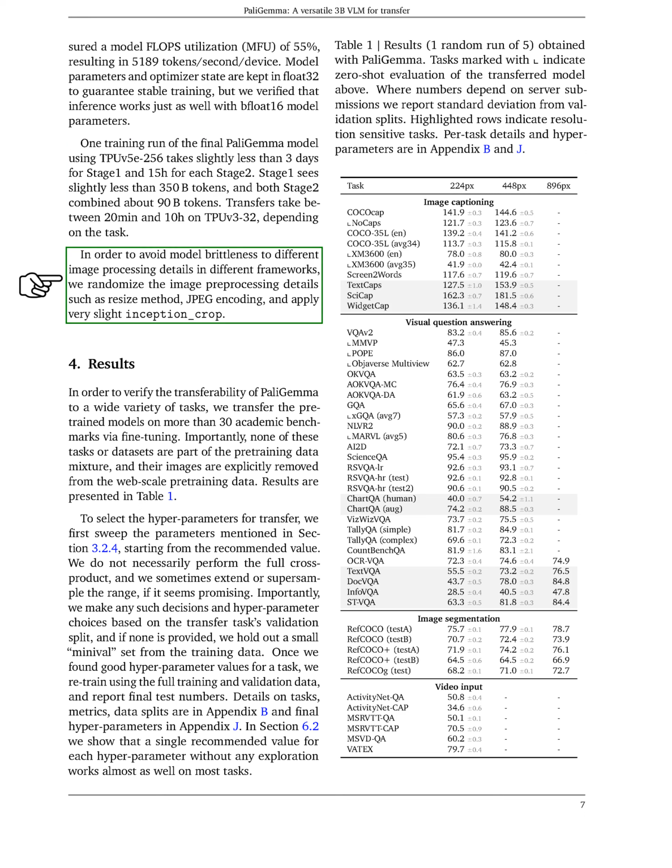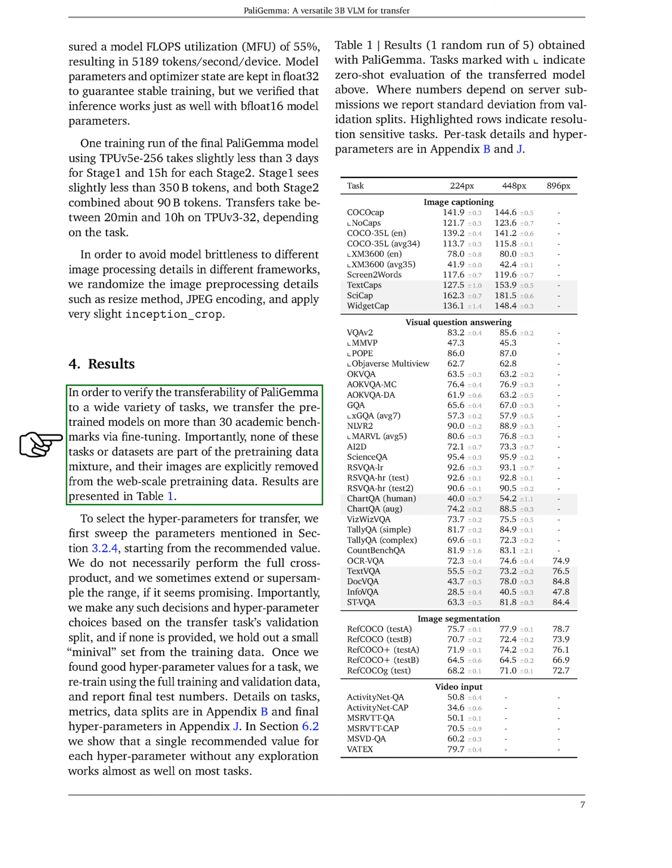To prevent the model from becoming too sensitive to different image processing details in various frameworks, we randomize image preprocessing steps such as resize method, JPEG encoding, and apply slight inception_crop. To test the versatility of PaliGemma across different tasks, we fine-tune the pre-trained models on over 30 academic benchmarks.